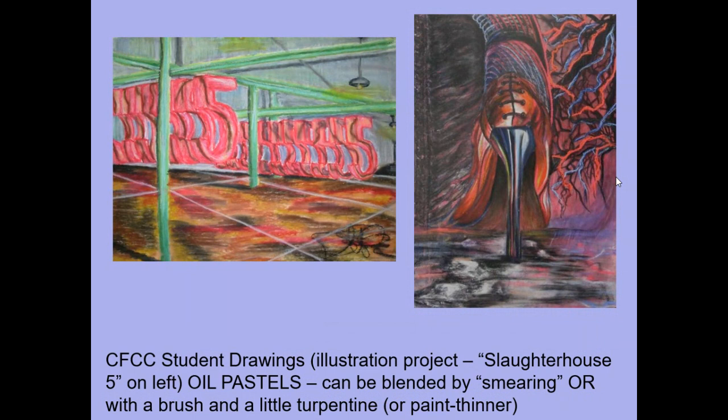You can't blend it the way you would with a chamois with charcoal. They can be blended, though, by using a moderate amount of paint thinner or turpentine and a brush. And so the oil pastel tends to have a little bit more intense saturated color and a little bit more bright richness.